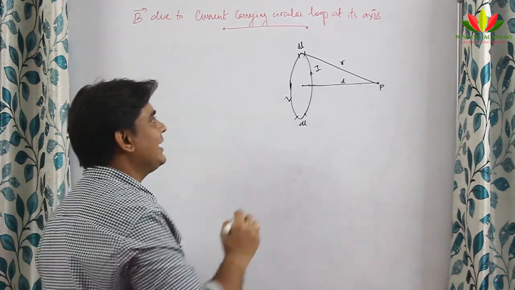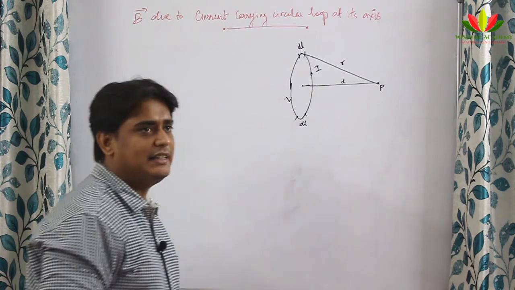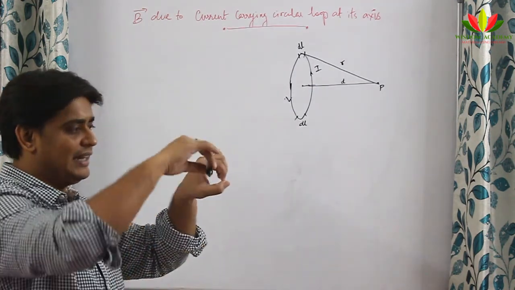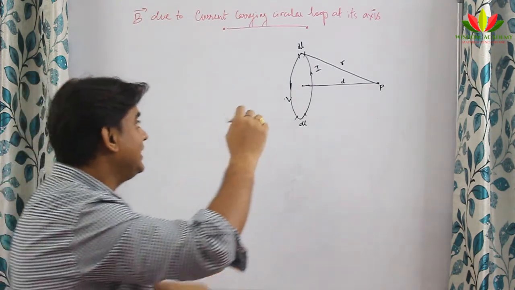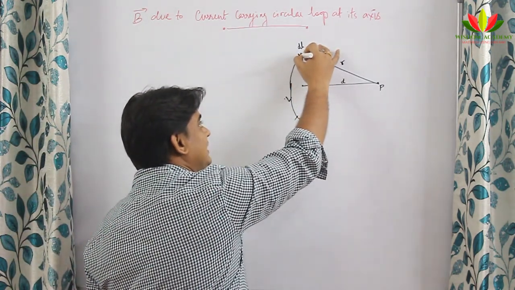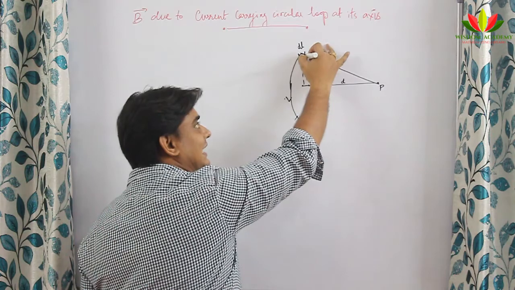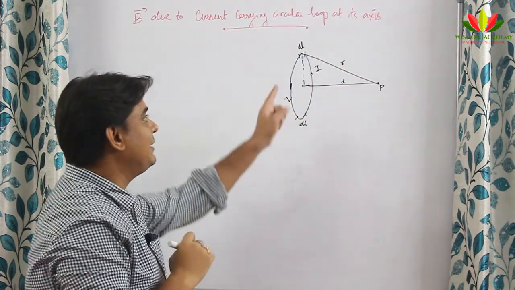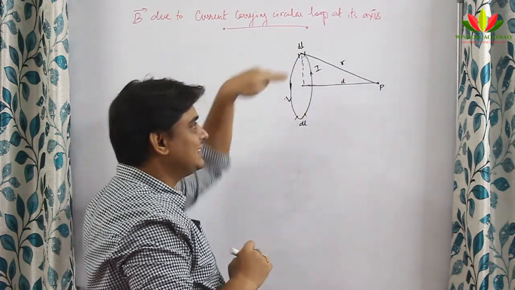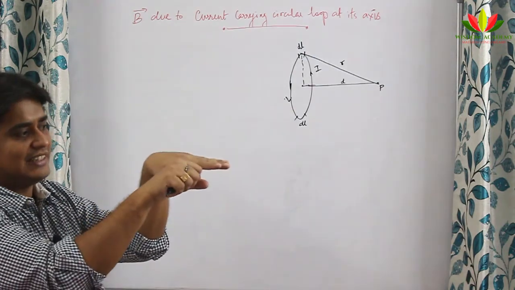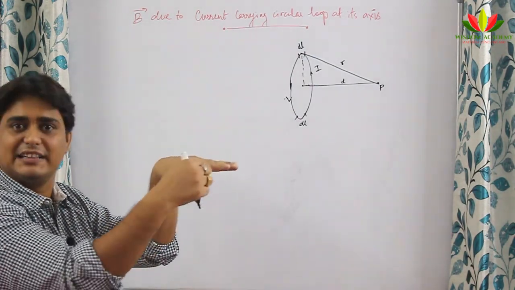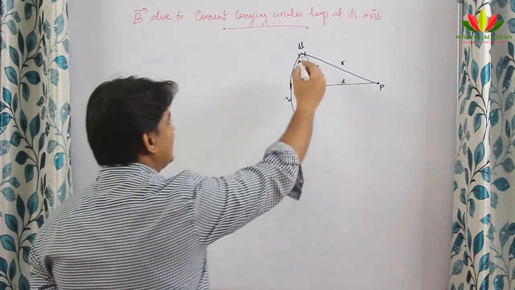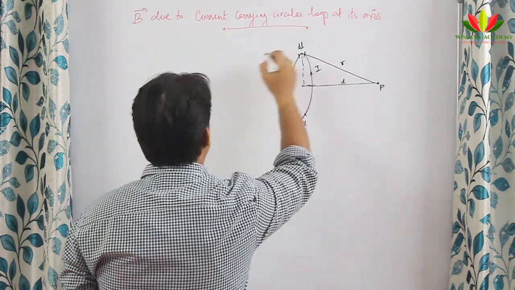Now, what is the angle made between dl and r? See, this is the loop and this is the point. Don't think this is the angle; I am not talking about these angles. I am talking about the angle between this r and this dl. dl is a tangent and this is the r. So the angle made between this tangent and this r is always 90 degrees. So theta is 90 degrees.